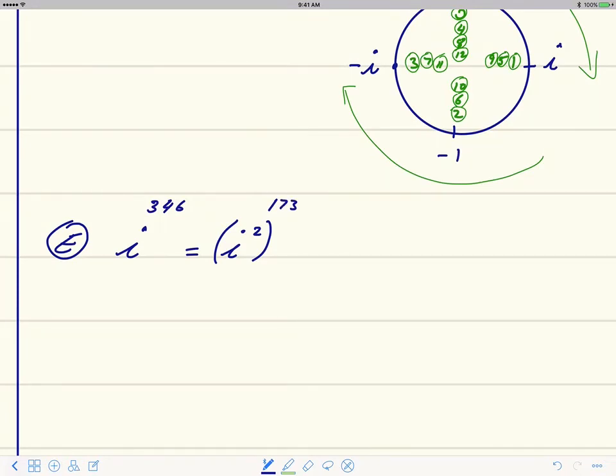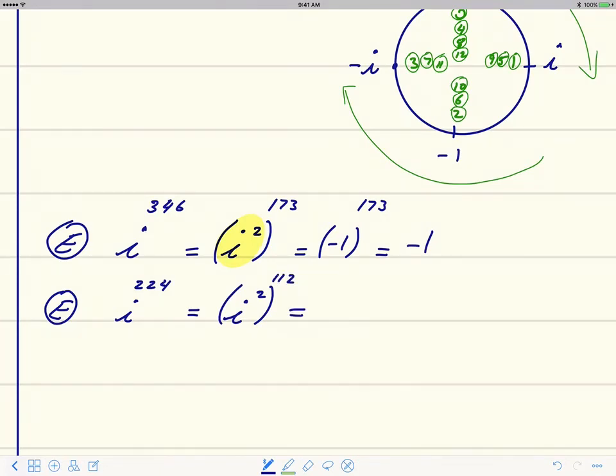Okay, so the reason this is nice is because you can always replace the i squared. You can remember that i squared is negative 1, and negative 1 to an odd exponent is going to be negative. So here the answer is negative 1. Let's do another one. i to the power of 224. Again, this is even, so you can write this as i squared, and then half of that, 112. Again, replace i squared with negative 1 as before, to the 112. This time, negative 1 to an even exponent, that's going to be positive 1.